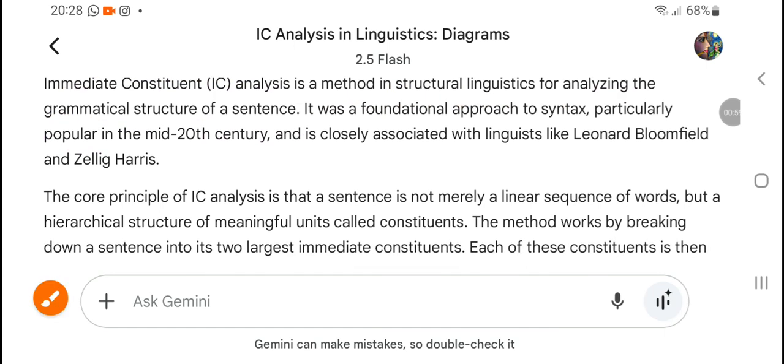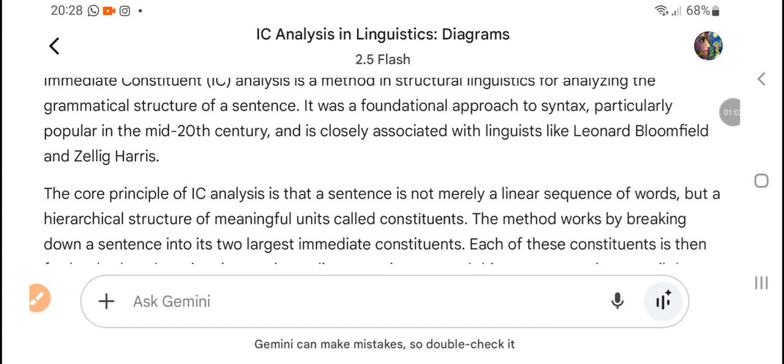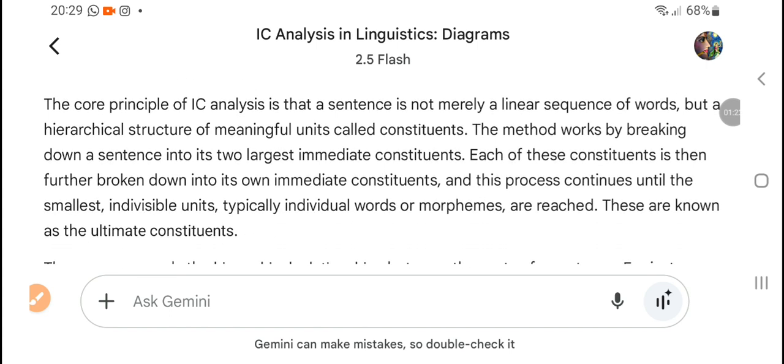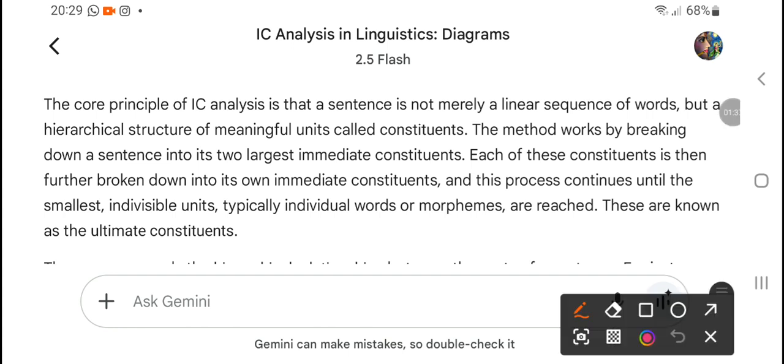Now, it was a foundational approach to syntax, particularly popular in the mid 20th century, and is closely associated with linguists like Leonard Bloomfield and Zellig Harris. The core principle of IC analysis is that a sentence is not merely a linear sequence of words.